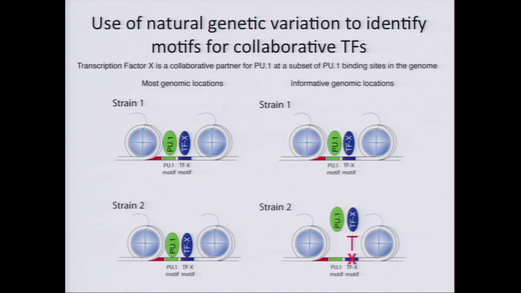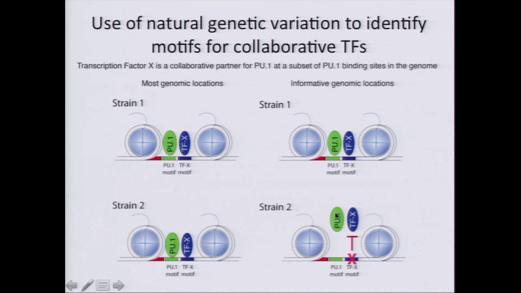As I've told you, PU.1 cannot effectively find its genomic binding sites by itself. It has to collaborate with other factors. And so we will assume that every place in the genome that PU.1 binds is a place where there are other factors, let's call them transcription factor X. And at most genomic locations, this collaborative interaction and this DNA target sequence will be the same. So we'll see equivalent binding of PU.1 in strain 1 and strain 2.